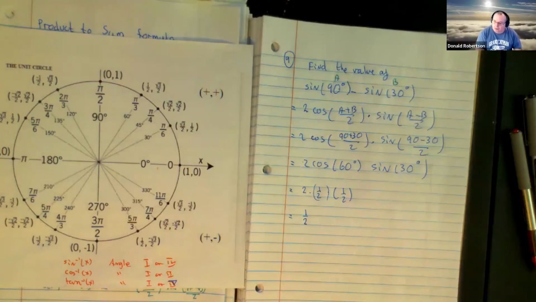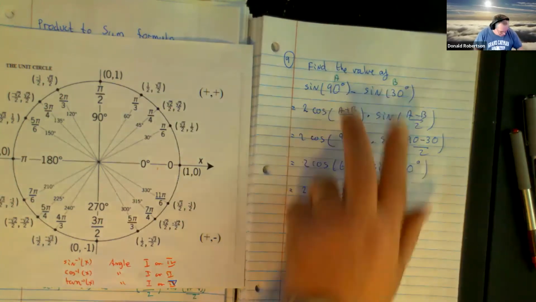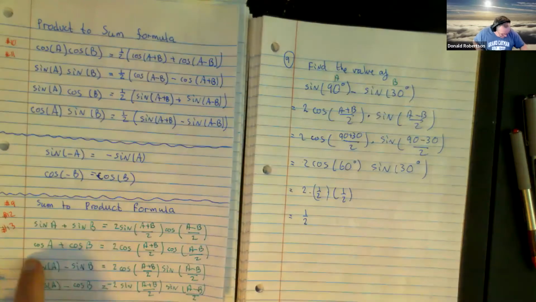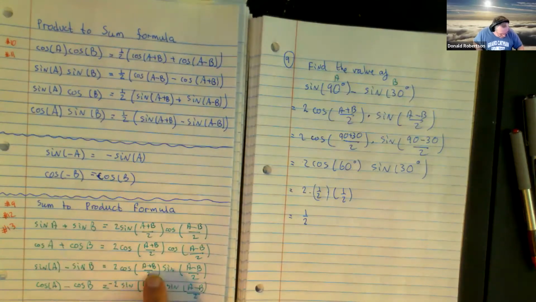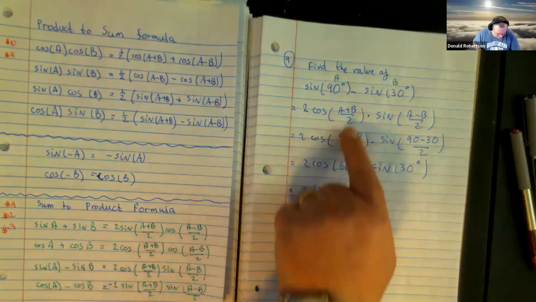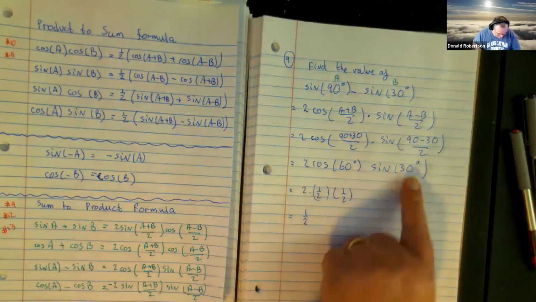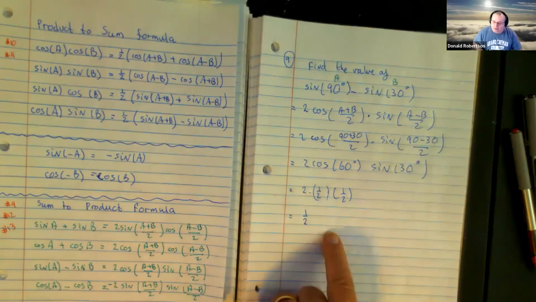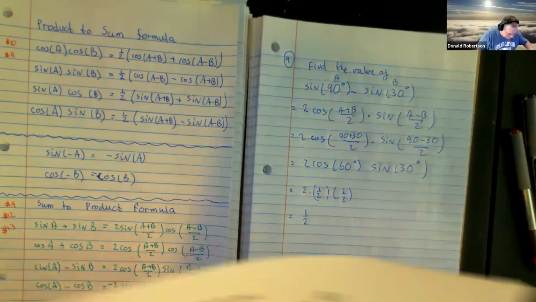Does that seem reasonable? At least, you know, what we did. 2 guys subtracted, find the relevant formula, figure out who the A and B's are, get the numbers, use your unit circle, finish it off.